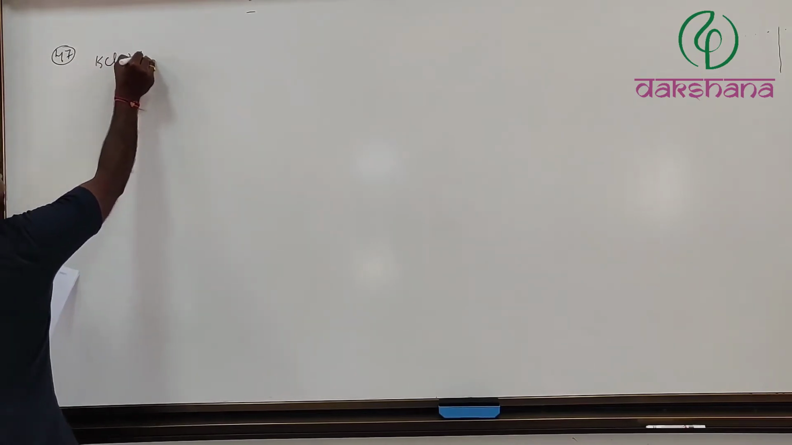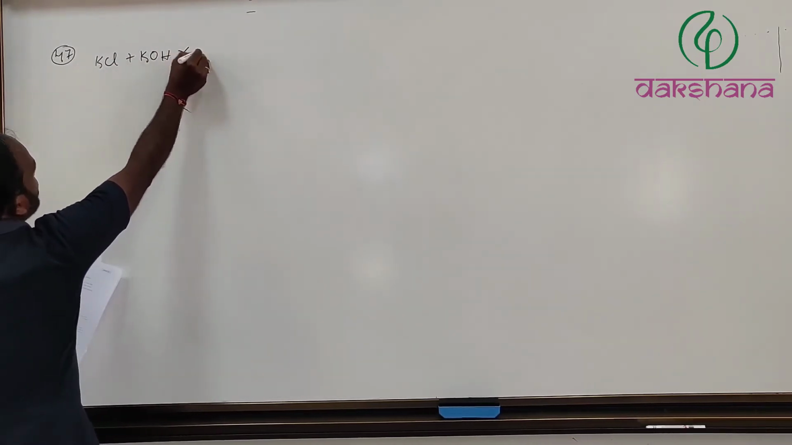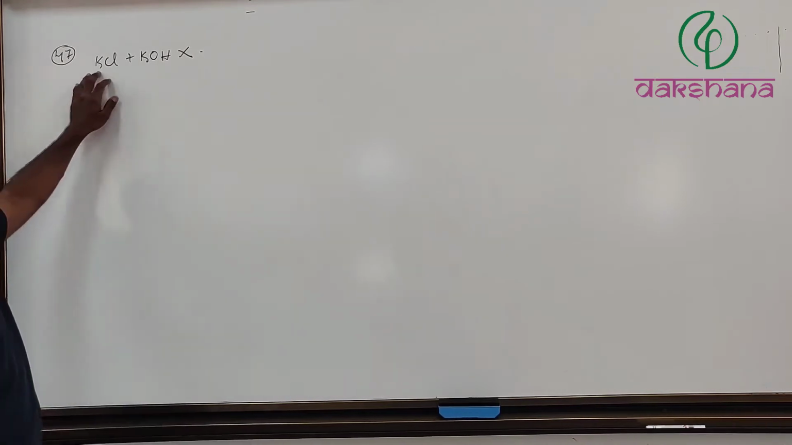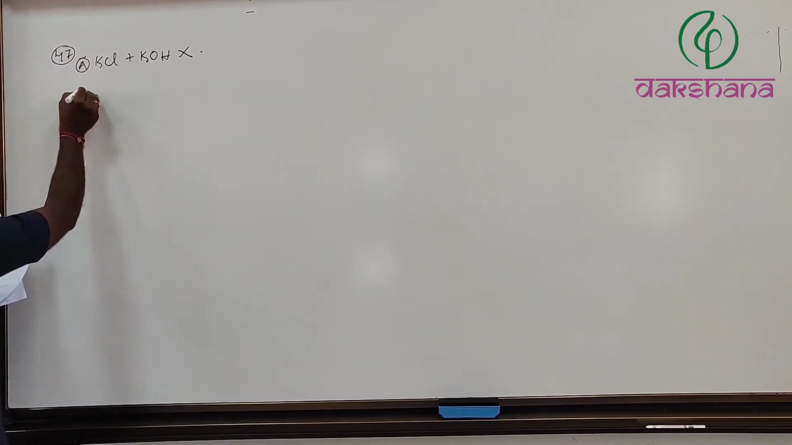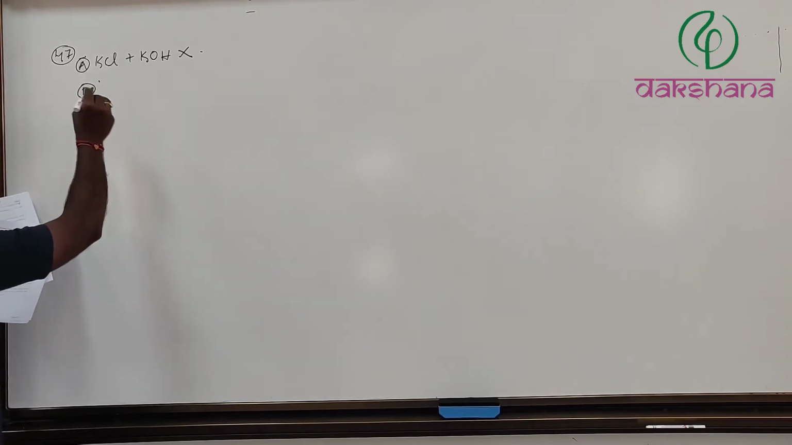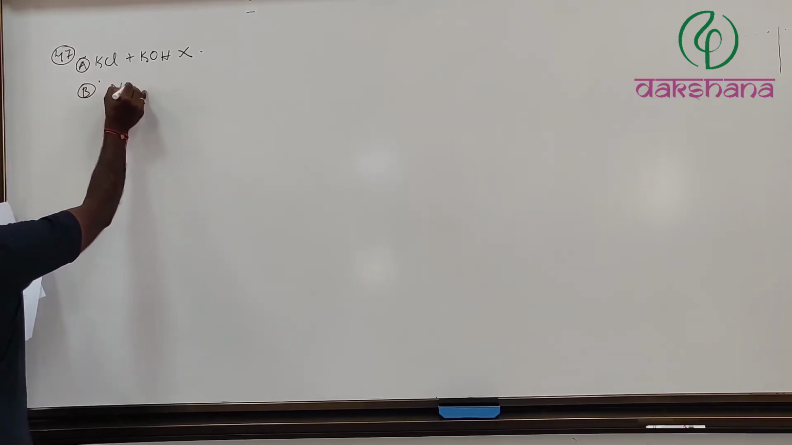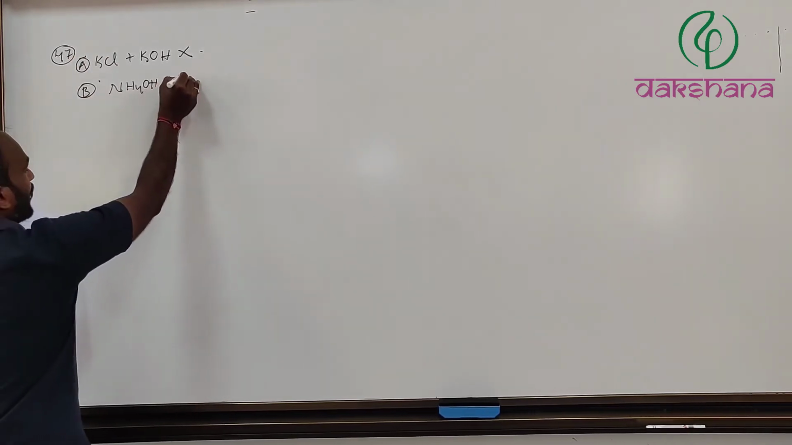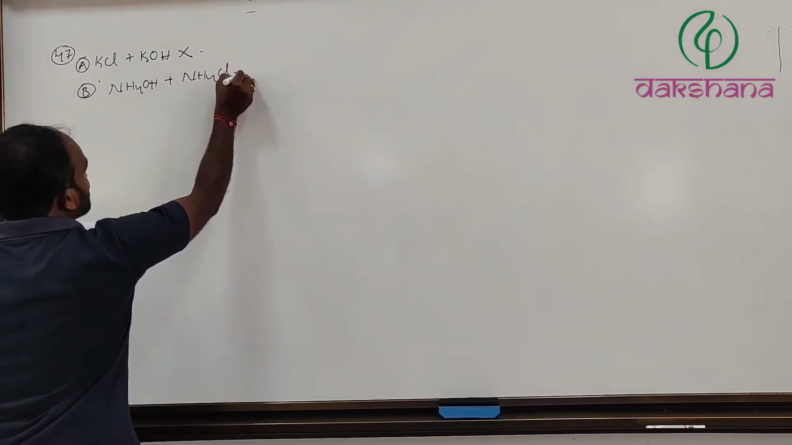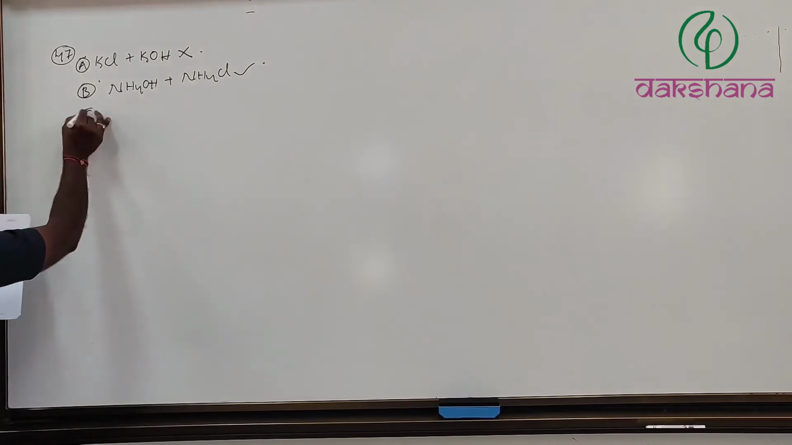Potassium chloride and potassium hydroxide does not make a buffer solution, because KCl is a salt of a strong base and strong acid, and KOH is a strong base, which does not form a buffer solution. B, ammonium hydroxide, NH4OH along with NH4Cl. Yes, it definitely forms a buffer solution.